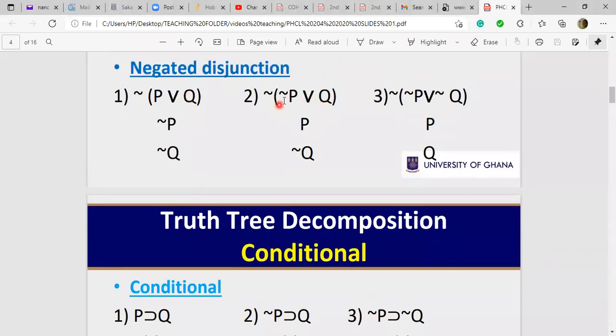But for this, look at example 2. I'm on the screen now. For 2, I'll say this is a negated disjunction whose left disjunct is also negated. Are you following? Yes. So here, example 2, this is a negated disjunction.